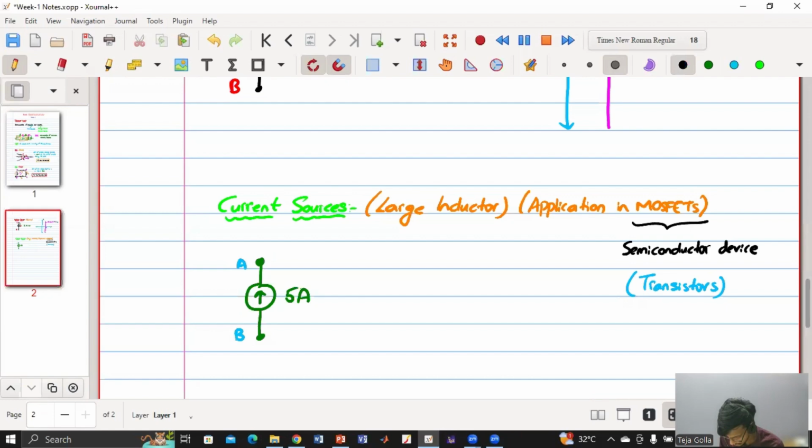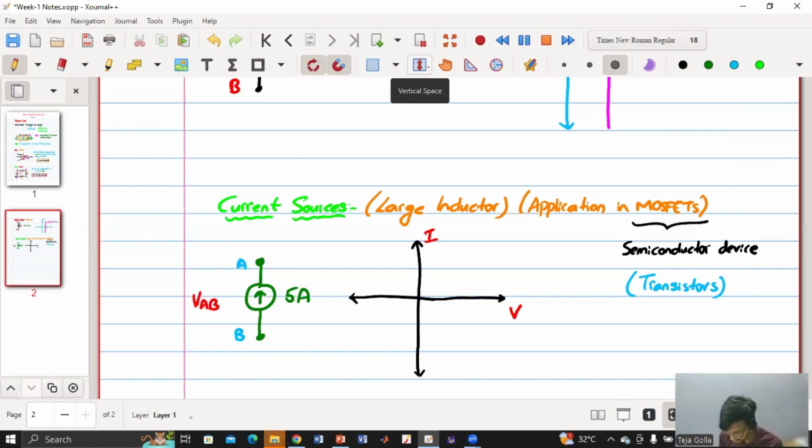So if again we have to draw the IV characteristics, how will it be? Say this is my I, this is my V. So here I is constant and voltage can be anything. So this is the VAB. This can be anything, but the current is always 5 amperes. So it will be something like this. So this is 5 amperes. So no matter what voltage you apply across this current source, it has to supply the same amount of current.